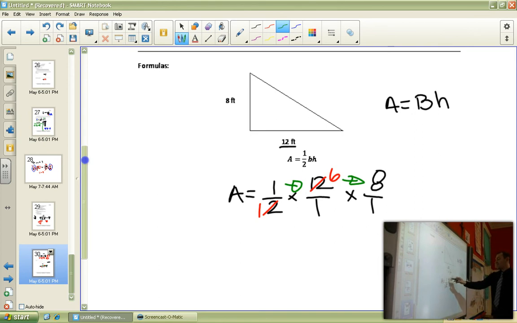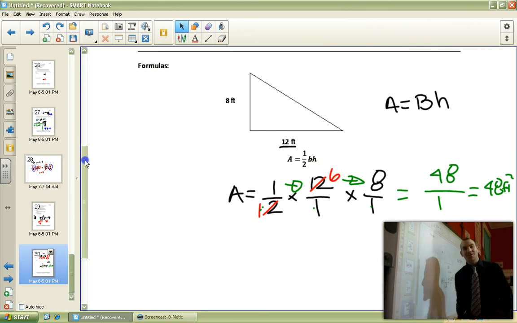Okay. So 1 times 6 is 6 times 8 is 48. Because we've already super reduced here, we have 1 times 1 times 1, which is 1. 48 divided by 1 equals 48. So we will have 48 feet squared. Thanks very much for watching. Good luck on your work.